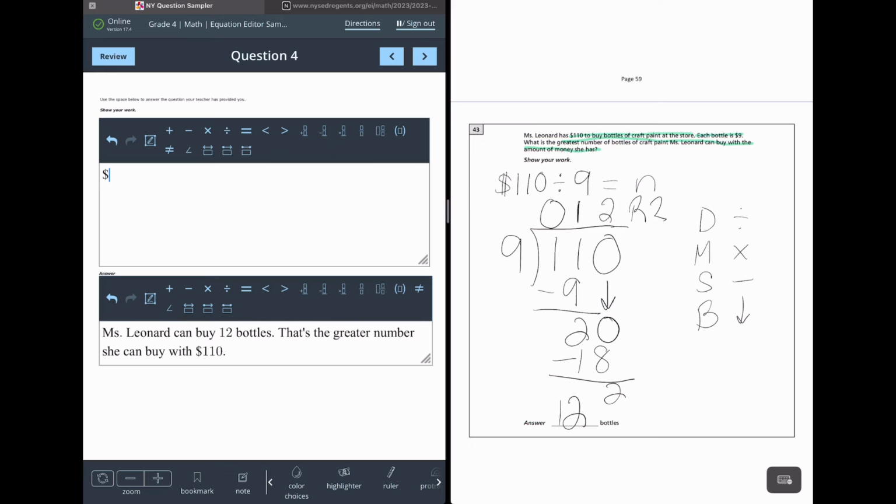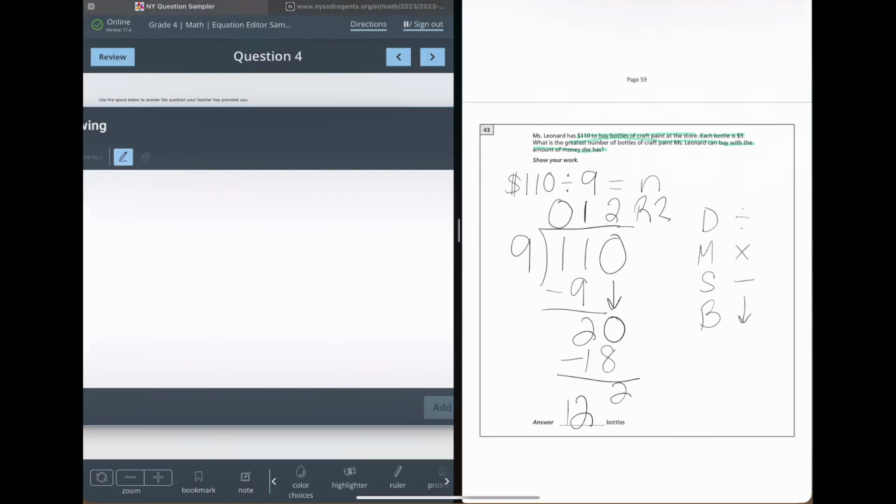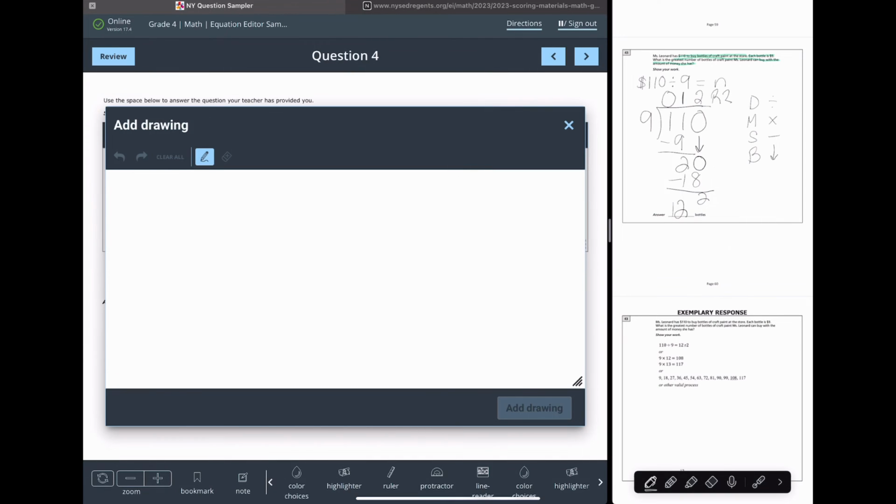This is where it gets a little spicy, so I'm going to put 110, and I'm going to use my division sign, divided by 9 is equal to a question mark. Okay? And now, because I used long division, I'm going to tap this button to show my long division.